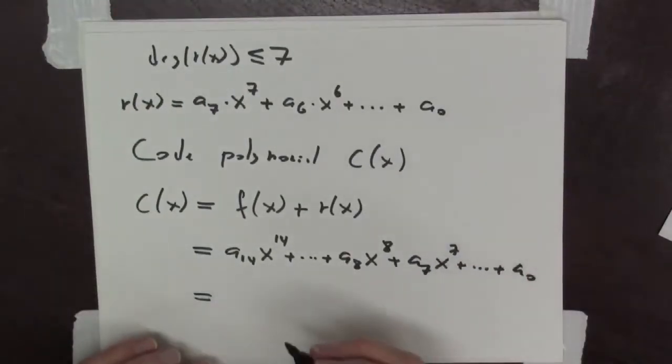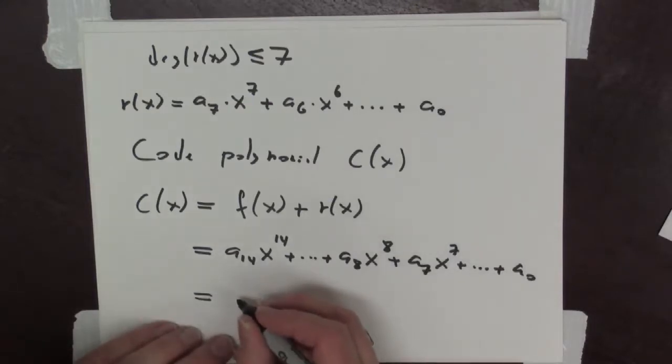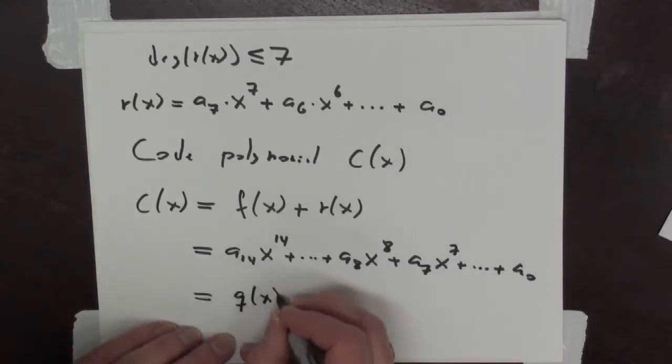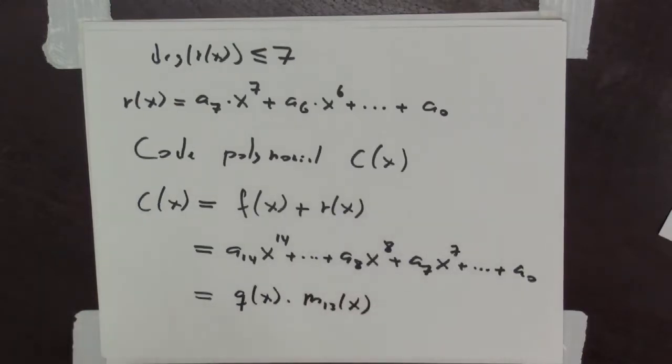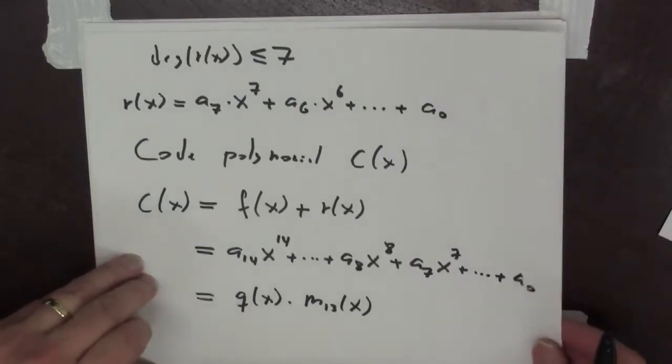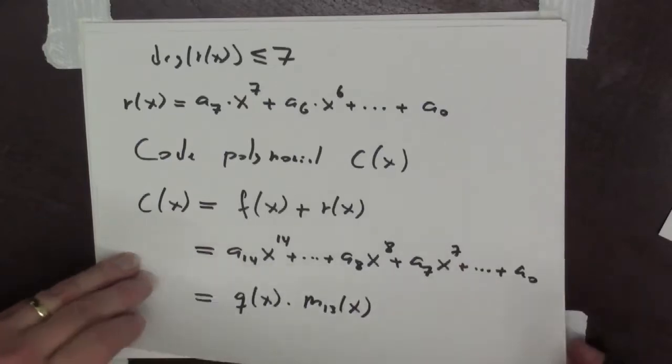So I should write that also. So this is the quotient times m13 of x. Don't you love it to work modulus 2, where plus is equal to minus? So now we have a total of 15 bits. So that's what we can do.